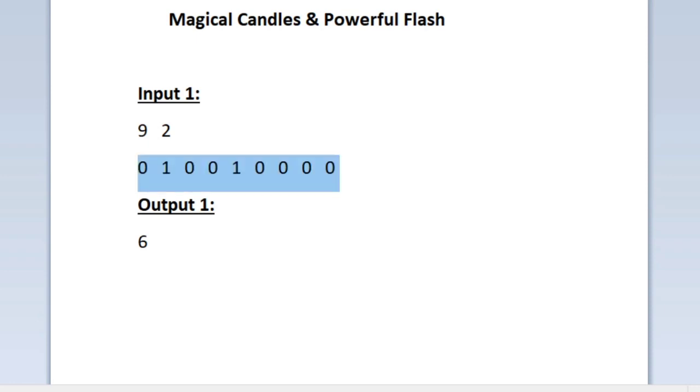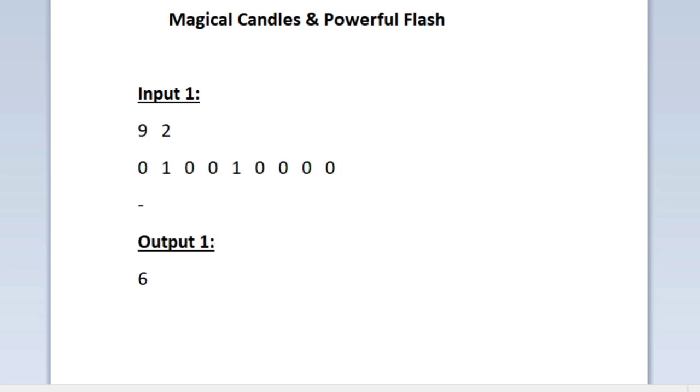So every integer represents the candle's state. If the integer is 0, it means that the candle is off. And if the integer is 1, it means that the candle is on. It's given in the question that if a candle is turned on, then it can turn on its adjacent candles. So if a candle is turned on, then the integer present left and right can also be updated to 1. That is, both the candles can turn on.